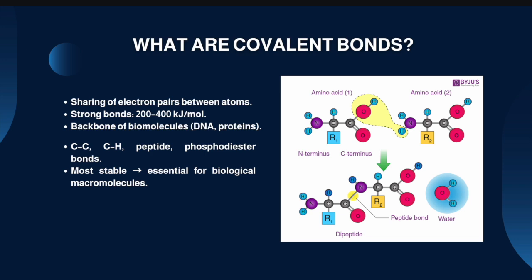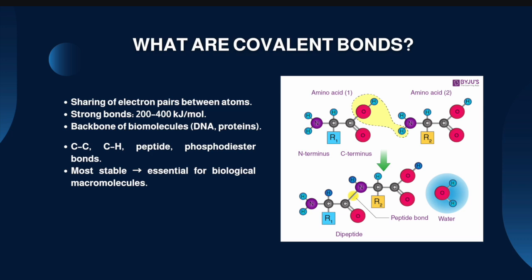And most of our dominating elements, in the previous video I told you CHNOPS, show the property not of ionic nature but of less ionic nature, so they are basically going for sharing of electrons. So that's why the dominating type of bonds in the biological system are covalent bonds. They are the most stable and they are found in the biological macromolecules.